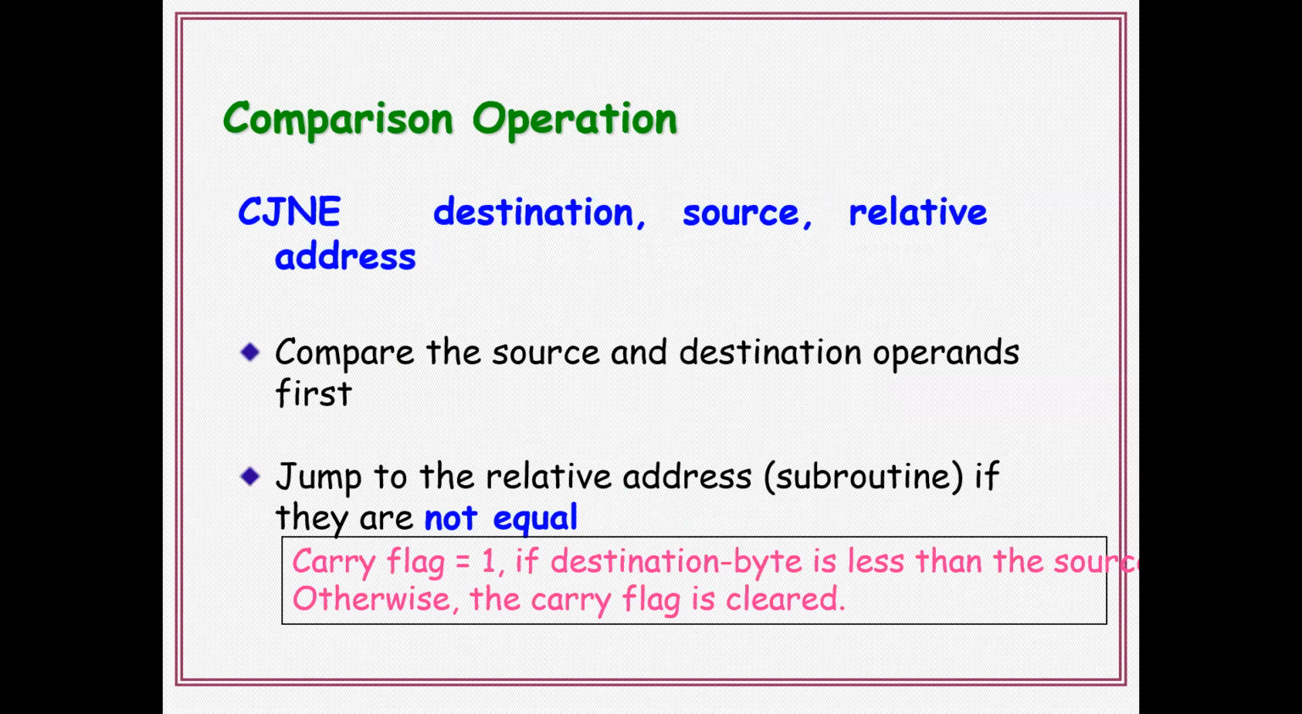And next one, comparison operation. CJNE, compare and jump if not equal. Compare the destination and source. If the condition is satisfied, in this case the condition is not equal, then go to that particular relative address. So the first operation is to compare the source and destination operands and jump to the relative address. Here only relative addressing is supported, if they are not equal.